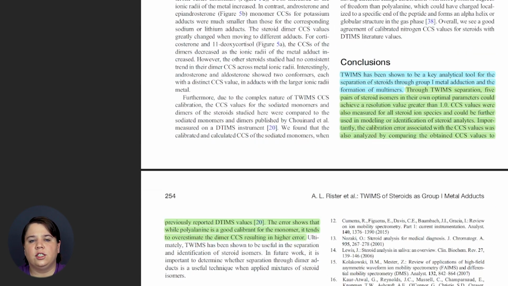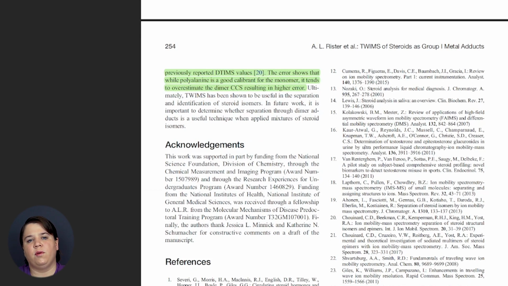The next section is talking about my key findings. So I talk about how we were able to separate out different steroid isomers. And then I also talk about the importance of the CCSs that we obtained. This is a specific parameter that we use, and a lot of my work in this went into making sure that our CCSs were accurate as well.